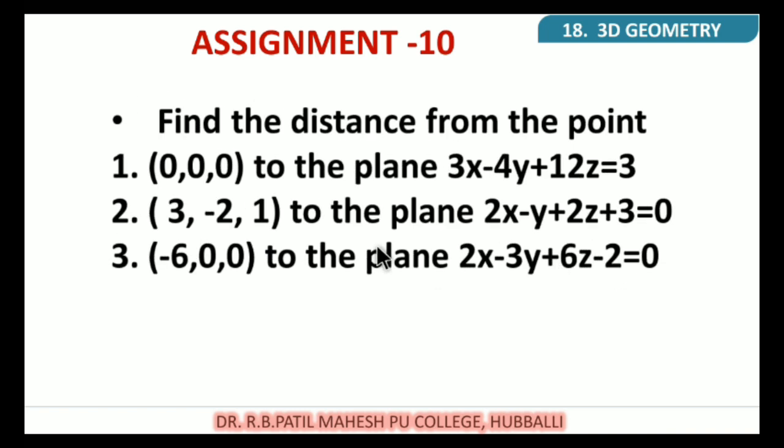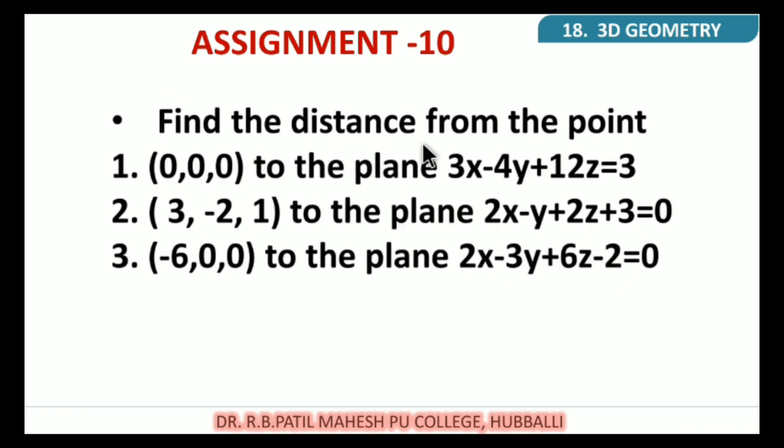In the next video we will discuss the angle between a line and a plane, and also the problems. After this concept, I am going to give assignment number 10. These three questions are here.